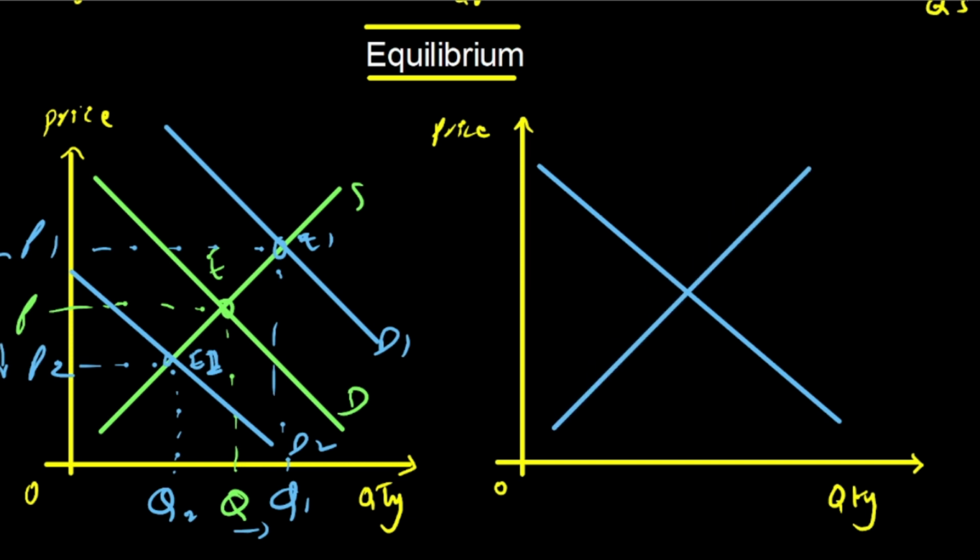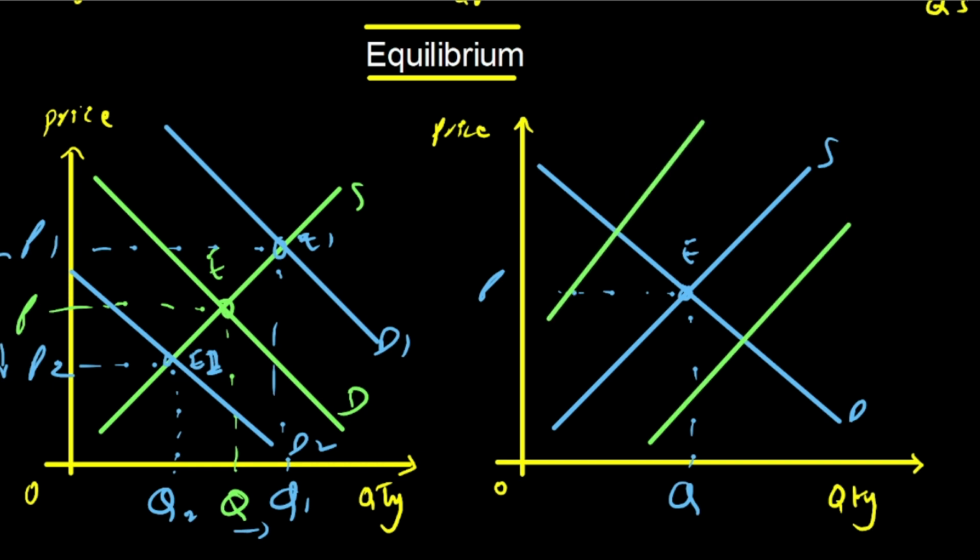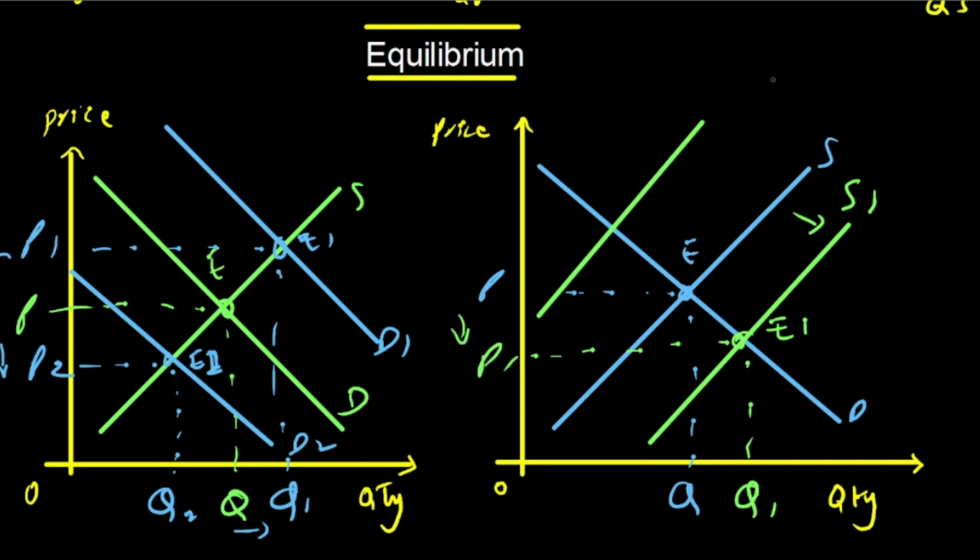So now moving to the other graph where supply changes or shifts, and equilibrium is initially at E, where price is P and quantity is Q. And now if there is an increase in supply, then the supply curve will shift to the right from S to S1, and if there is a decrease in supply, then supply shifts to the left. So an increase in supply will shift the supply curve from S to S1, and equilibrium will move from E to E1. Quantity will rise from Q to Q1 and price will fall from P to P1.